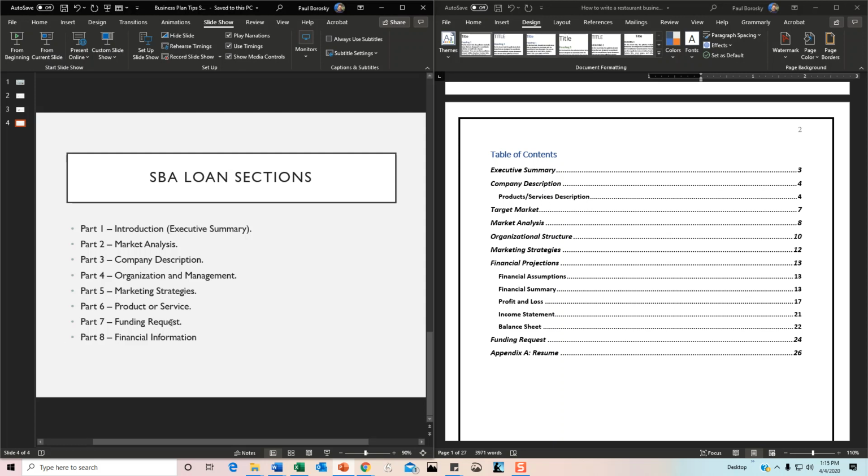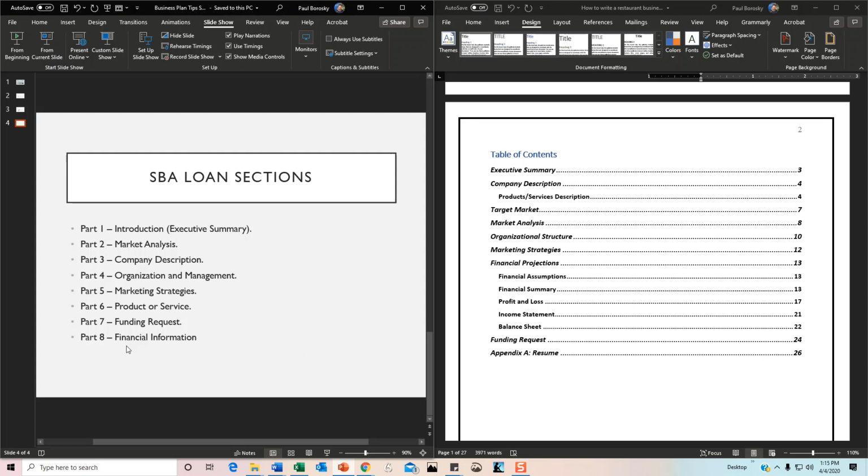Then we're going to have our funding request. I put my funding request last, and the reason is I want to tell a story when I write my business plan. I want to talk about my company. I want to talk about my products. I want to talk about my target market and my market analysis. I want to talk about my marketing strategies, and I want to tell them how much money I expect to make before I tell them how much I need in order to make my dream come true. So that's why I put my funding request last: I want to tell the story first before I ask for the money.